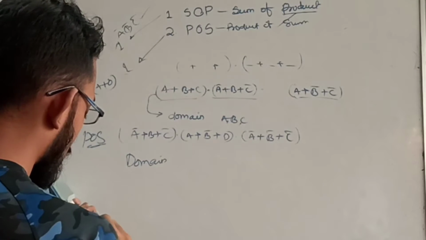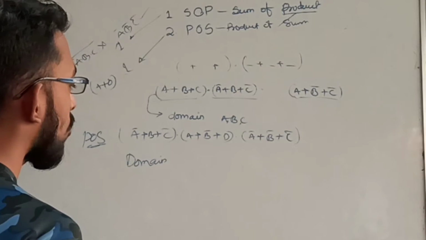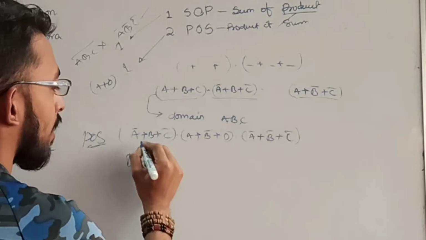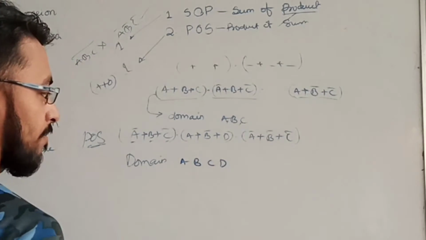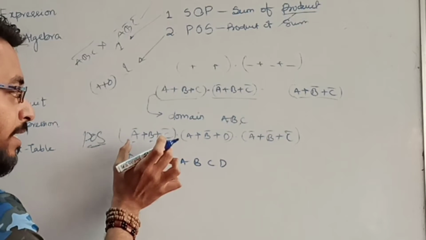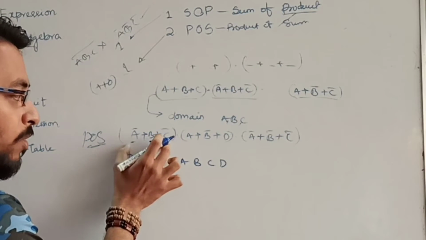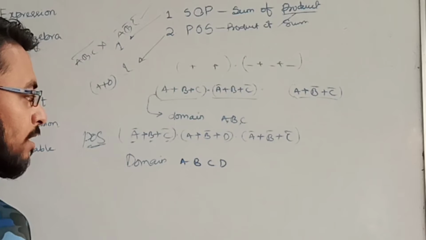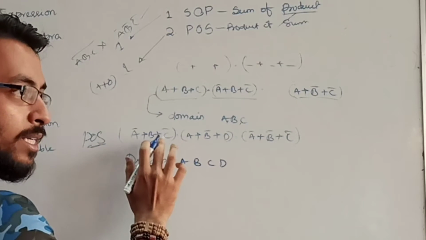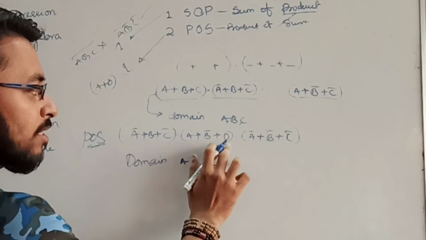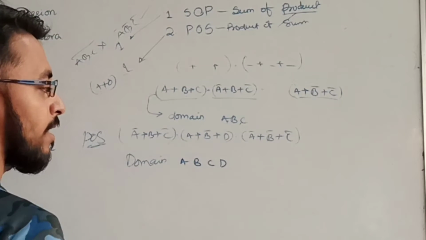Why is this not standard form? What are the domains over here? How many inputs are there? A, B, C, D. So the domains are A, B, C, D. It means in each sum term, all these domains should be present. Here only A, B, C is there. D or D bar is absent. Here C or C bar is absent. Here D or D bar is absent.